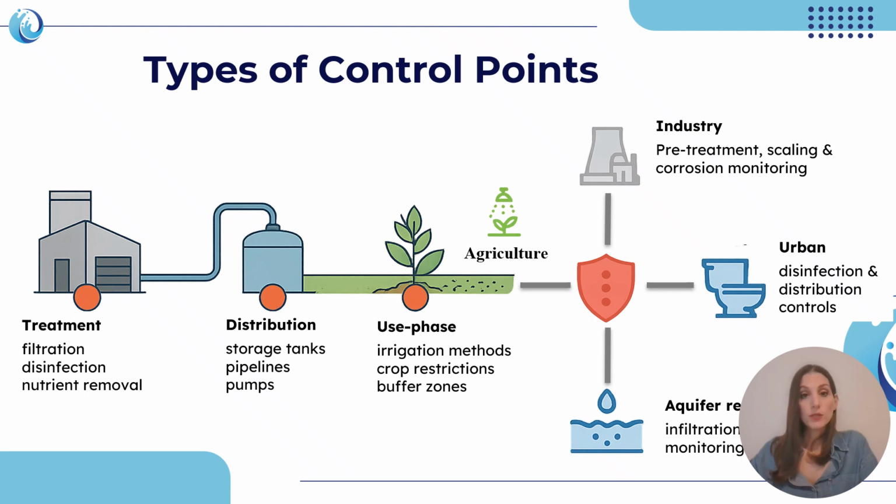These same principles apply across all reuse contexts. In industry, control points may involve pretreatment or monitoring for scaling and corrosion. In urban reuse, disinfection and distribution controls are key, and for aquifer recharge, infiltration basins and monitoring wells provide essential safeguards.